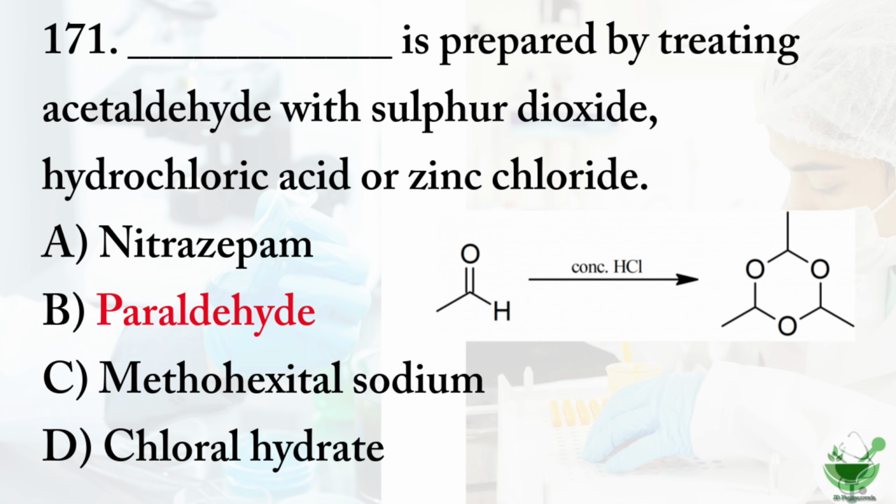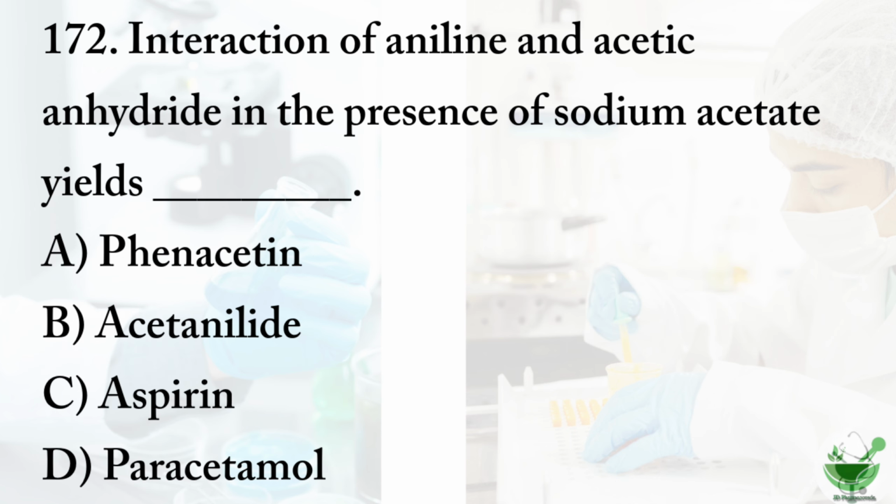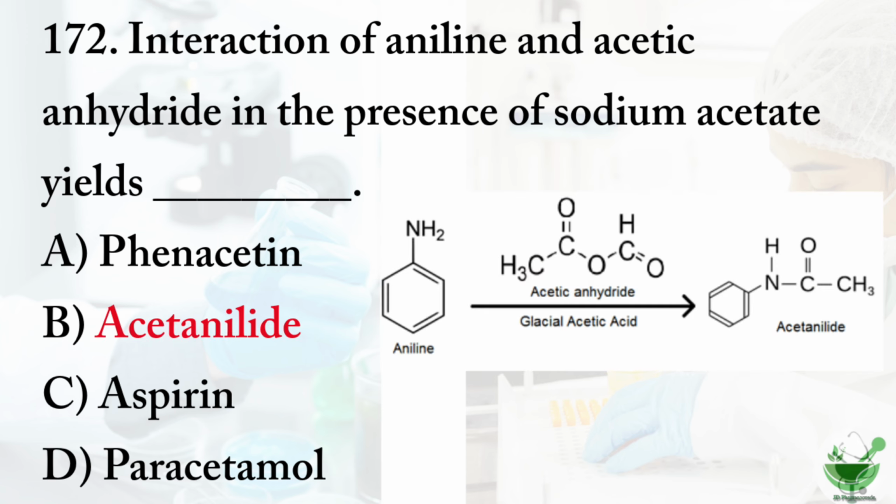Next question. Interaction of aniline and acetic anhydride in the presence of sodium acetate yields option A phenacetin, B acetanilide, C aspirin and D paracetamol. The correct answer is option B acetanilide.